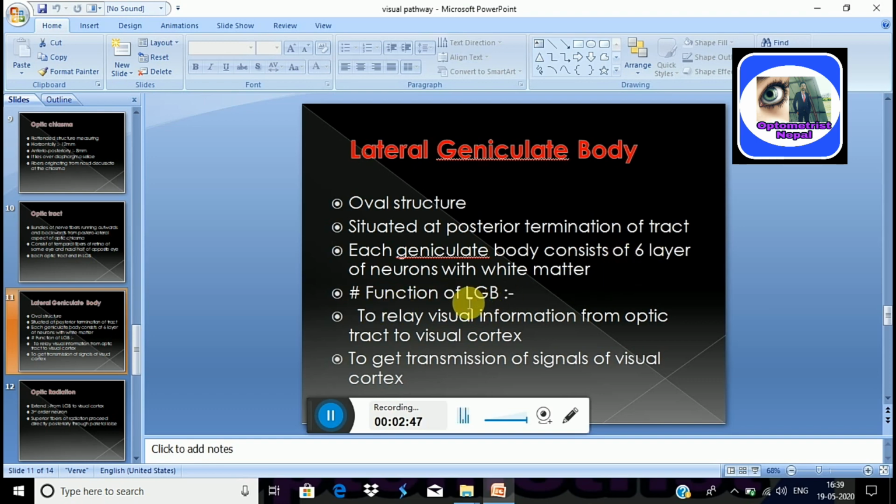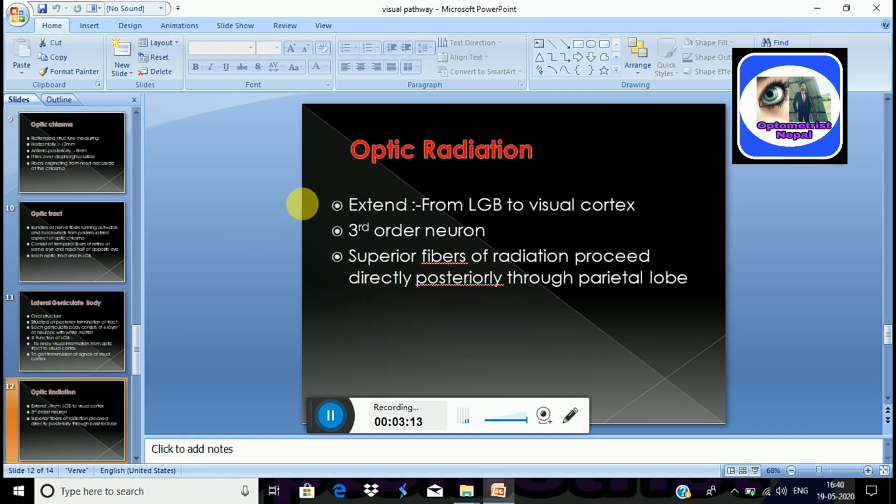The function of the lateral geniculate body is to relay visual information from the optic tract to the visual cortex. The lateral geniculate body helps to transmit information from the optic tract to the visual cortex. Visual cortex means the calcarine fissure. The next slide is the optic radiation.